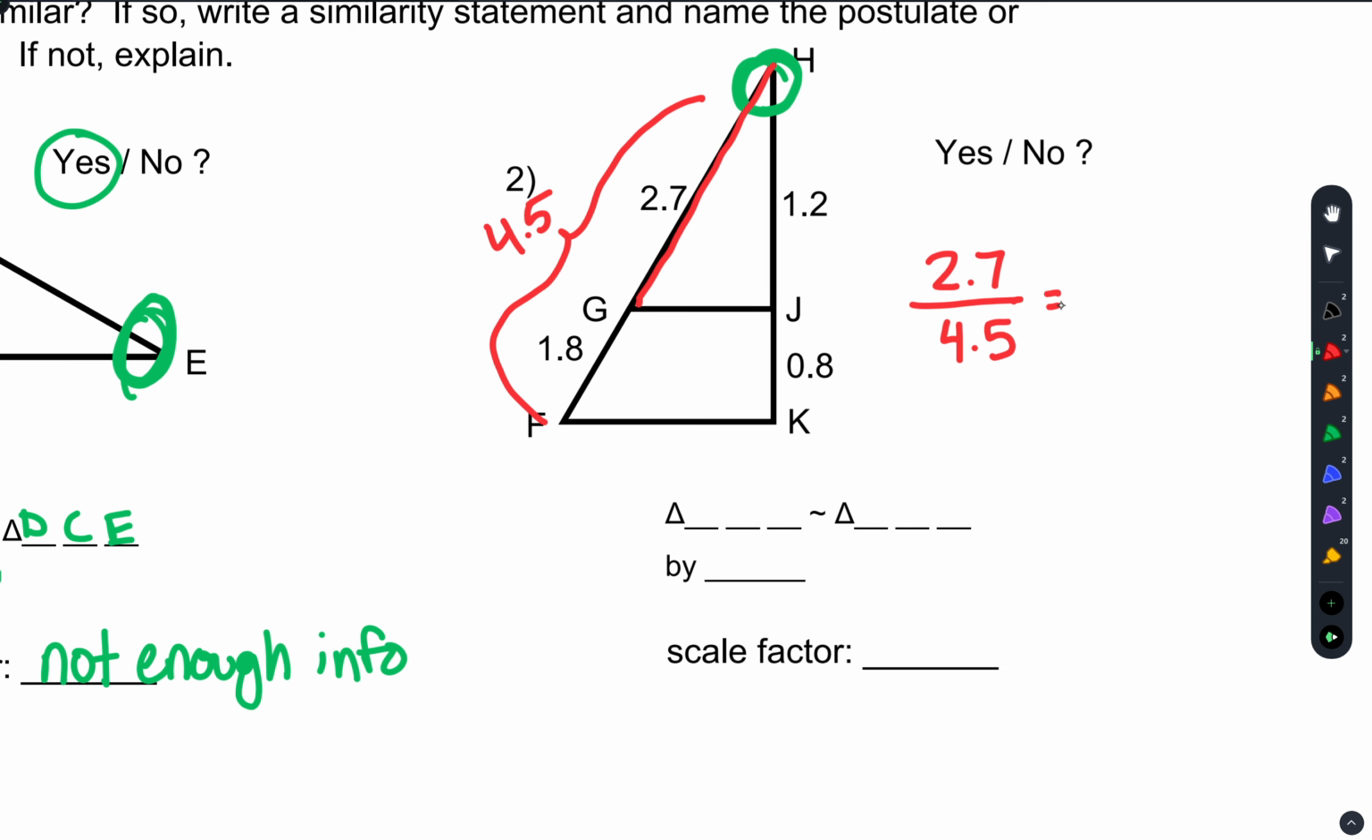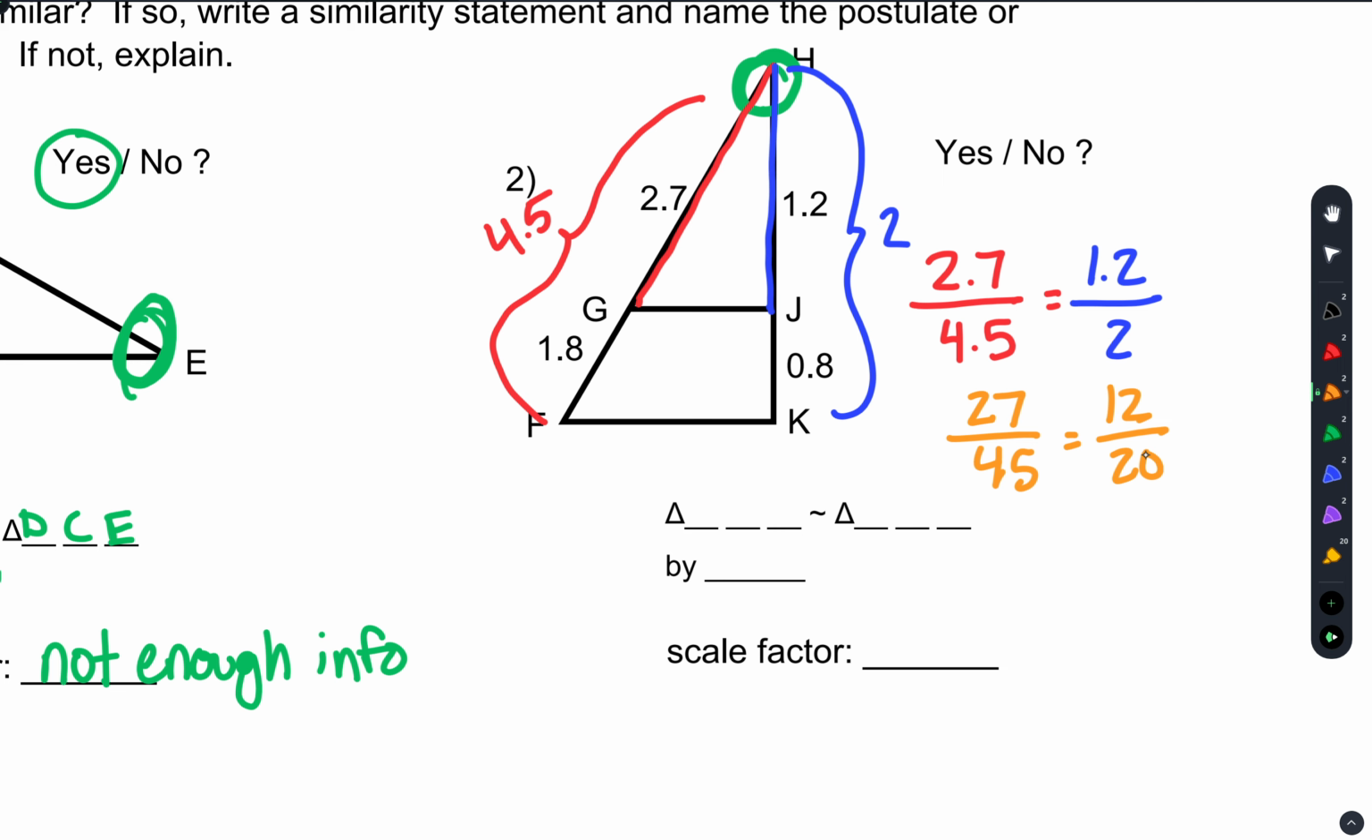On the other side, same deal. I have the 1.2 as the small side of the other side of my small triangle. What's the corresponding side on the other big triangle? 2. Okay, we did this yesterday a little bit. How do I get rid of those decimals? How do I simplify to get rid of them, Caitlin? Yes, multiply by 10 to make it a little bit easier for yourself to simplify there. 12 over 20 and 27 over 45 are much easier to simplify, in my opinion.